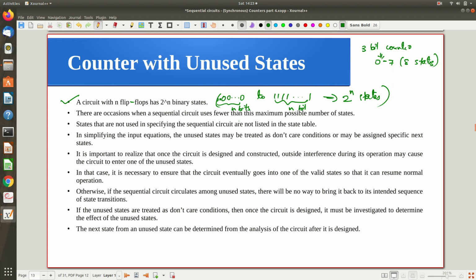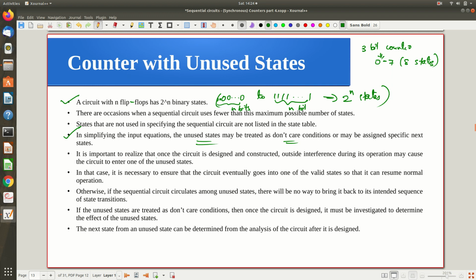In simplifying the input equation, the unused states may be treated as don't care. Just like what we saw done in the BCD counter, the states from 10 to 15 we treated as don't care, and then we simplified the circuit. The same thing you can apply here also. So what you have to do with the unused state, you have to treat as don't care. That is the safest way. But you can make it meaningful also, that also we will see.